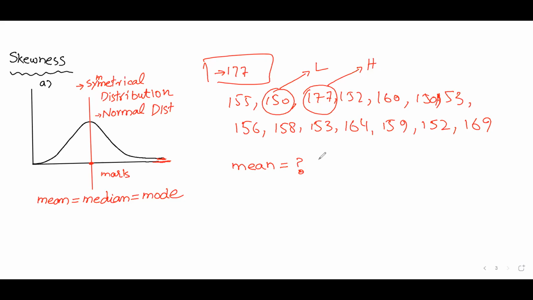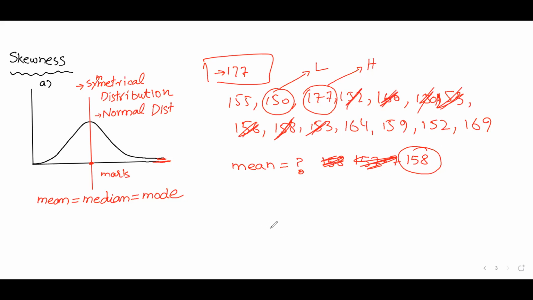Okay, 158 point something. One said 157.7. Okay, so let's round off to 158. So now you will see this is your mean value. Most of the girls are near 158, 156, near this range, 153, 152, 164, right?